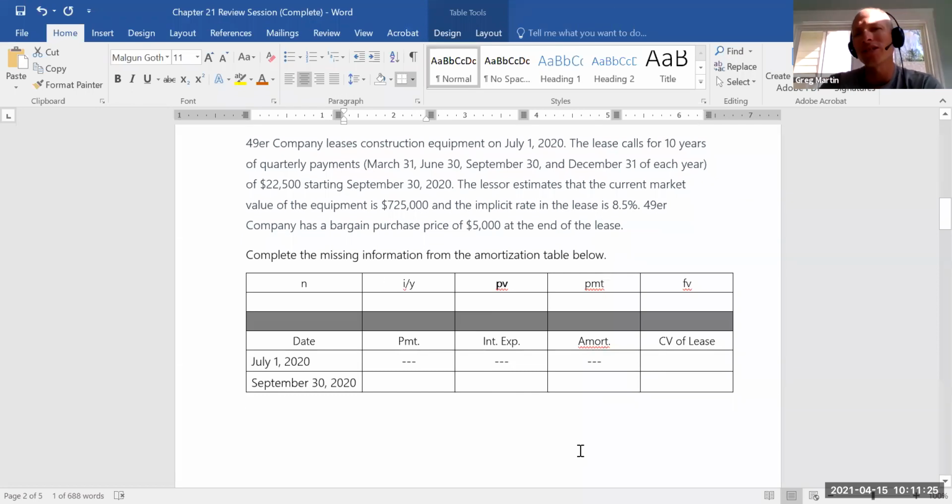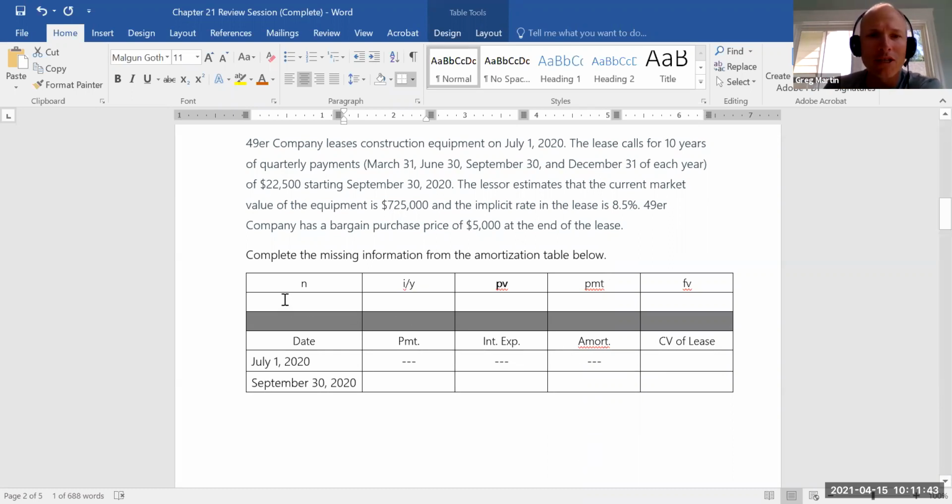Again, the way the test is going to be, they're going to be in pieces. And so you need to know how to put all the pieces together. But on the test, I'm not going to have you do a present value calculation and then an amortization table and then journal entries. It's just going to be in pieces. And so we're going to put this one together.